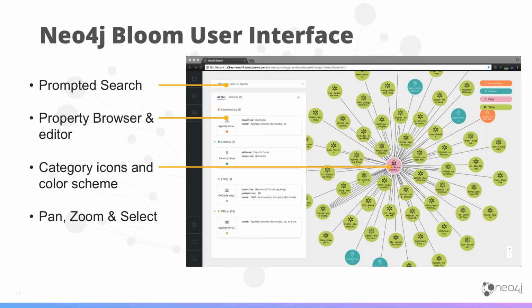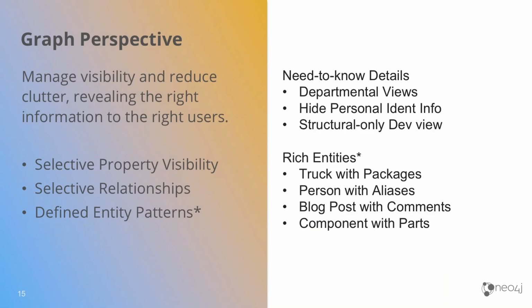This is what the user interface looks like. On the right hand side, of course, you can see the graph visualized, or bloomed, as you can see there. On the left hand side, you can see a prompted search box, right? That's where the near natural language search query that you have is entered. Below it is the property browser and editor, where you can see the different properties and their values. And then you can also see icons and colors for the different categories of labels that exist in your data.